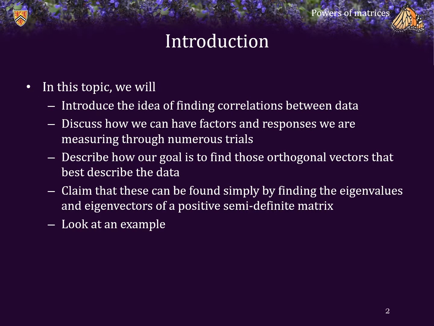We will describe how our goal is to find orthogonal vectors that best describe the variation in the data in a manner similar to that which we used when finding least squares best fitting linear or quadratic polynomials. We will claim that these can be found simply by finding the eigenvalues and eigenvectors of a particular positive semi-definite matrix, which is actually quite easy to create given the data at hand. And we will therefore look at an example where we use this.